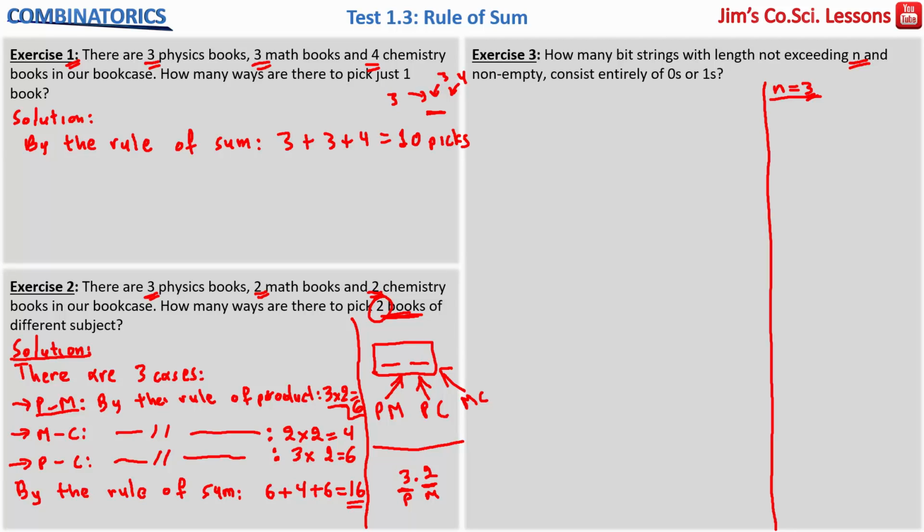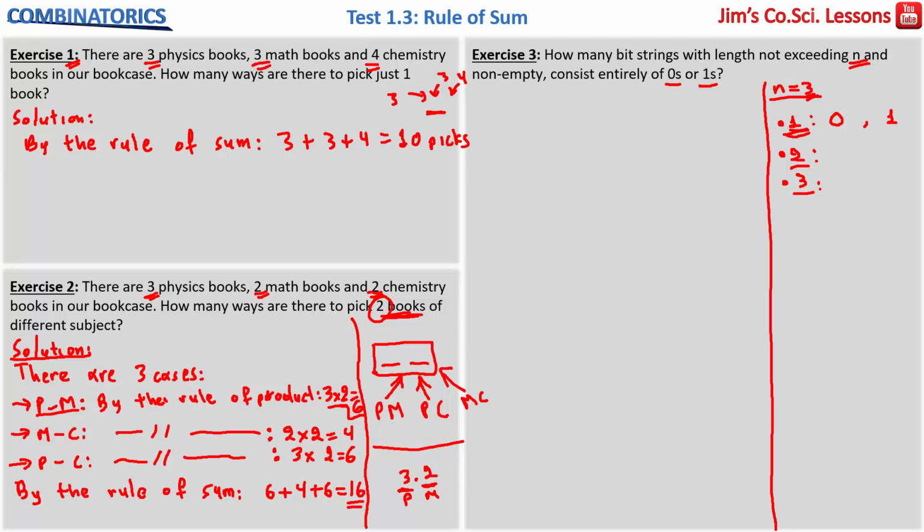So I can observe here that there are three cases about the length of the string. The first case is that the length equals 1, the second case is that it equals 2, and the third case is that it equals 3. These are the three cases. Now it's very easy to solve each problem. How many strings of length 1 are there that consist entirely of zeros or ones? The answer is that there are just two strings: the string 0 or the string 1. These are the two strings.